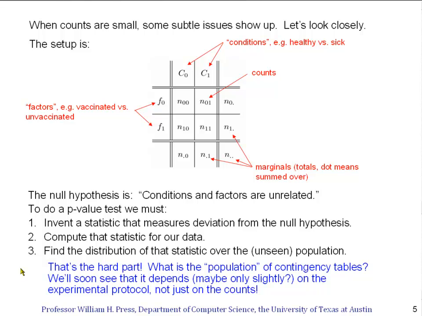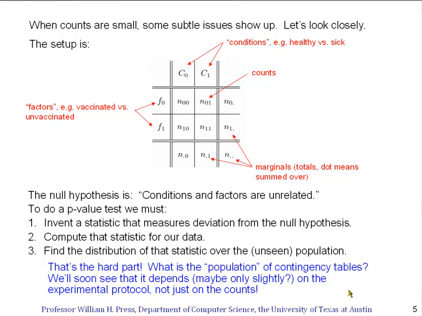Now number 3 here is the hard part, and we'll see it is the subtle part, because this is not an obvious question. What is the population of contingency tables? Is it some infinite set of all possible integer numbers that we can put in all possible 4 bins of that? Well, that's an odd distribution, and as the numbers get very large, that distribution just goes off to being of infinite size. So that's not going to be the right one.